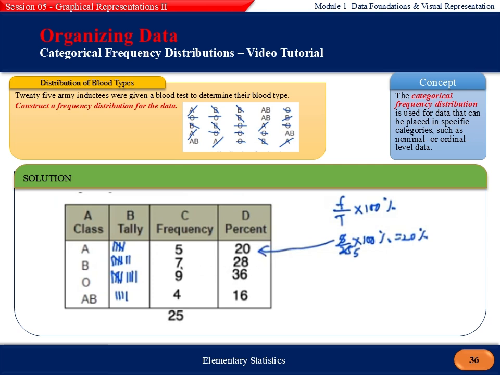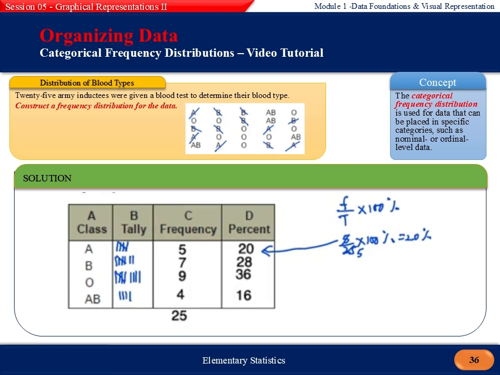Similarly, for this one, you get 7 over 25 times 100%, which is 28%. 9 over 25 times 100% will be 36%. 4 over 25 times 100% will be 16%. This is how you find the percentage. You see that? This is what you did, and then got the 28%.